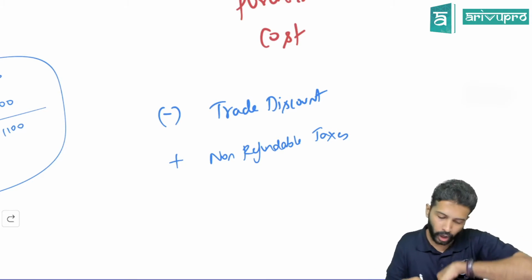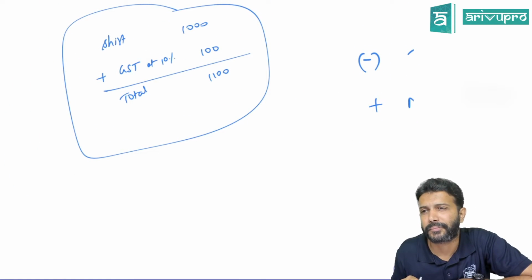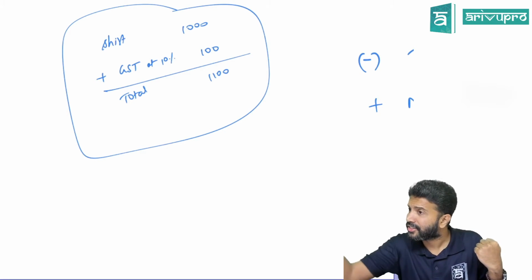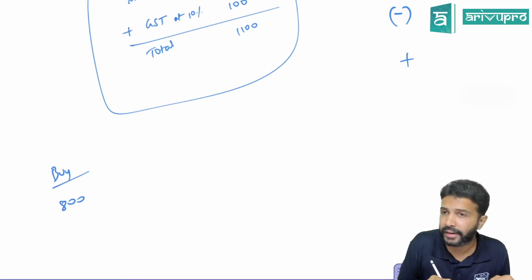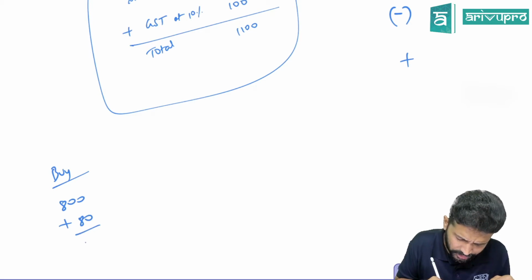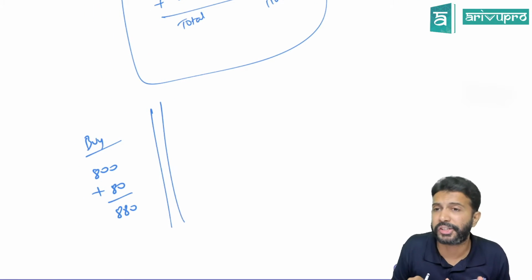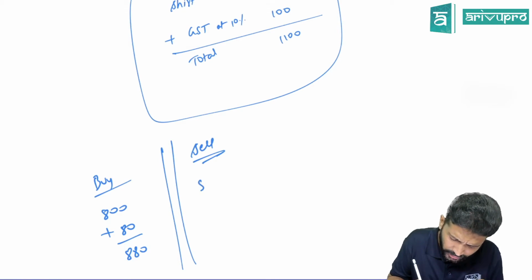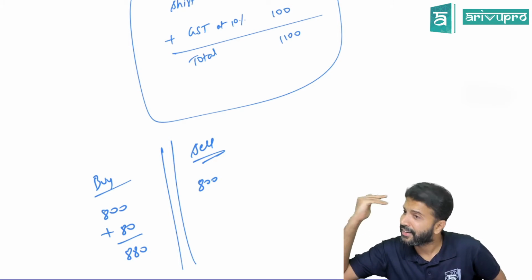Got it? All right. Now if I have to modify the example, you're a shirt dealer. If you're a shirt dealer, what will you do? You will buy shirts and you will sell shirts. When you buy the shirt, let's say you bought it at 800. That means you will pay some GST on it. Let's say you paid 80 rupees GST, and totally you paid 880. This is at the time of purchase. And after purchasing, you will sell it. Let's say you sold it at 800 only, just for simplicity.